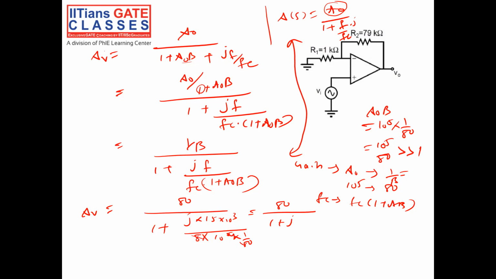So I got 10 to the power 4, and the 10 to the power 3 gets cancelled. I got 10 only, then 1.5. So it is 1 plus j into 1.5. Clear? Okay, so this is cancelled.